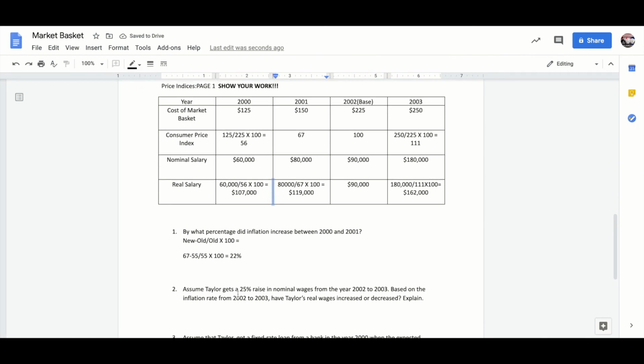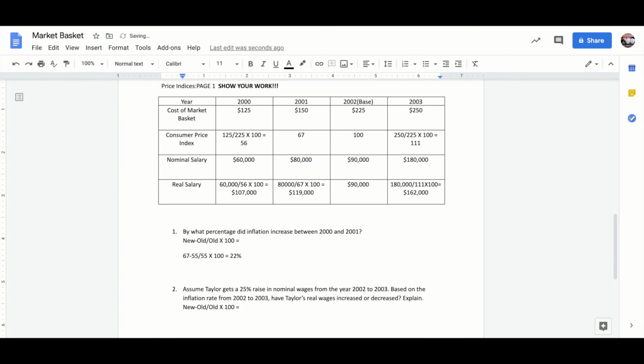All right, so if we look here, assume Taylor, hey, that's me, gets a 25% raise in nominal wages from the year 2002 to the year 2003. Based on the inflation rate from 02 to 03, have Taylor's real wages increased or decreased? All right, well, let's take a look. We go from 100 to 111. So first we got to figure out the inflation. Again, new minus old, divided by old, times 100. That's new 111 minus old 100 divided by old 100 times 100, and that will come out to 11%.